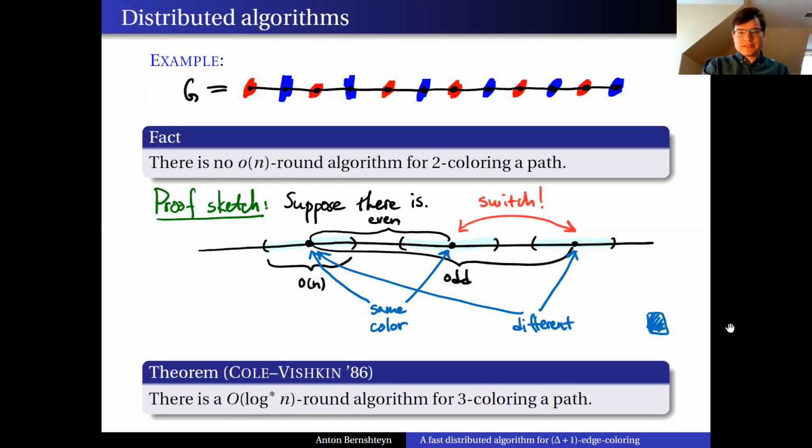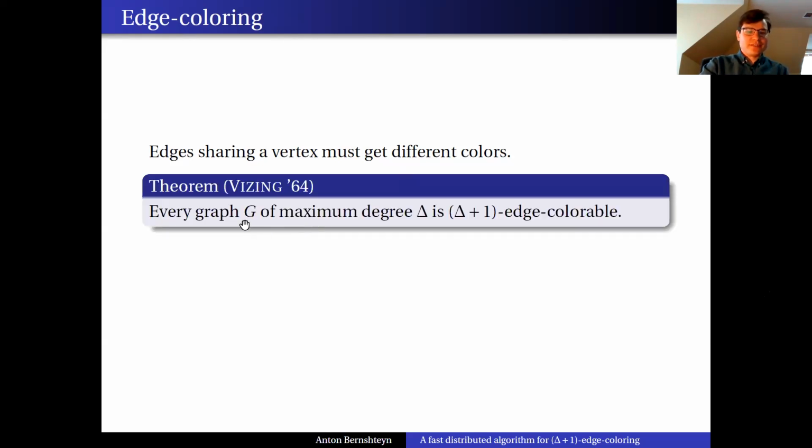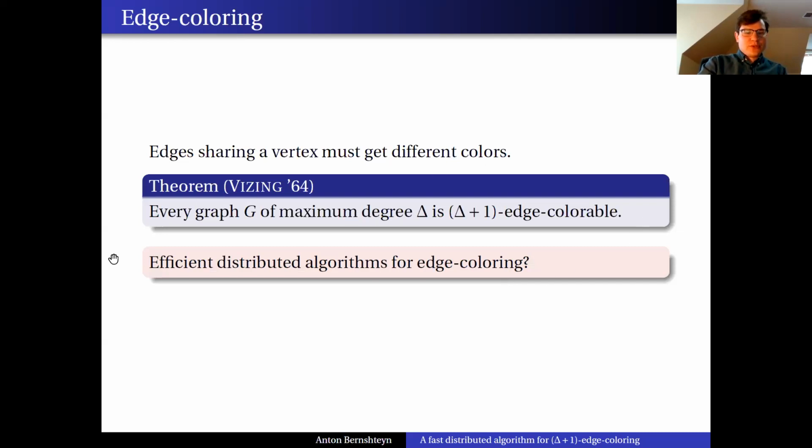All right. So this is a simple example that shows that at least it's sort of a non-trivial notion. And of course, in this talk, I'm going to care about edge coloring rather than vertex coloring. So in edge coloring, just to remind you, edges sharing a vertex must get different colors. We know that if a graph G has maximum degree delta, then by the theorem of Vizing, it's delta plus one edge colorable. Of course, if there is a vertex of degree delta, all the edges incident to that vertex have to get different colors, so it's impossible to get an edge coloring with fewer than delta colors. And it turns out that delta plus one is always enough. Well, what we want to know is whether there are efficient distributed algorithms for edge coloring, maybe not even with delta plus one colors, with some number of colors.